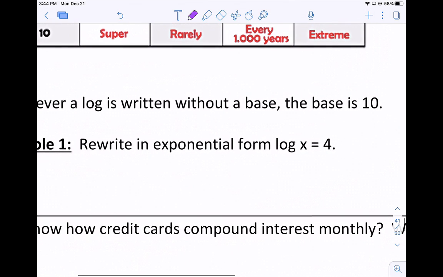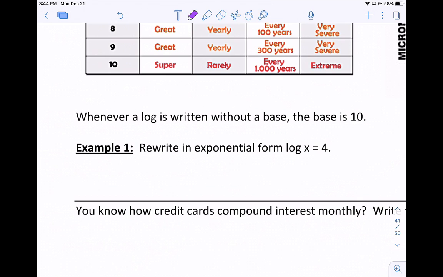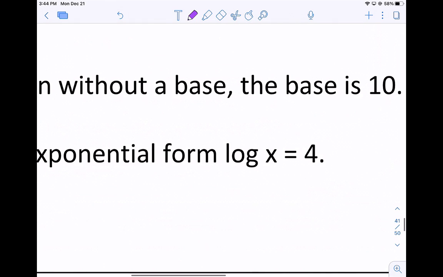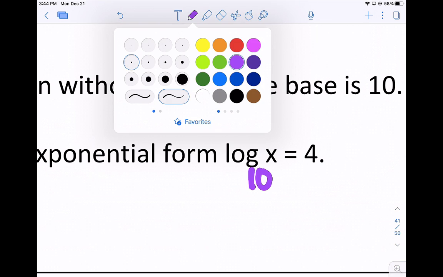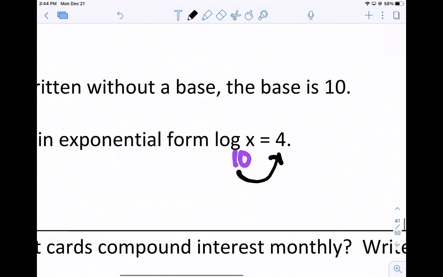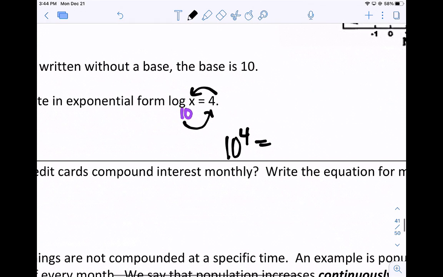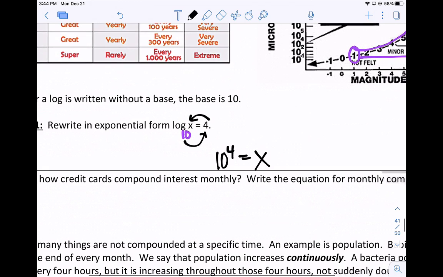So when you see example 1 right here, rewrite in exponential form. Log of x equals 4. It's log base 10 of x equals 4. And then to change it to exponential form, you would do 10 to the power of 4 equals x. So there's changing it to exponential form. Again, start with the base and loop it around. And if we were to solve for that, we would get, what is 10 to the 4th? 10,000 equals x if you're solving.